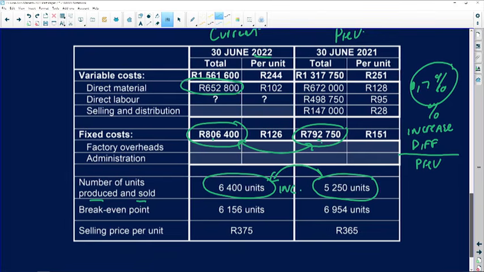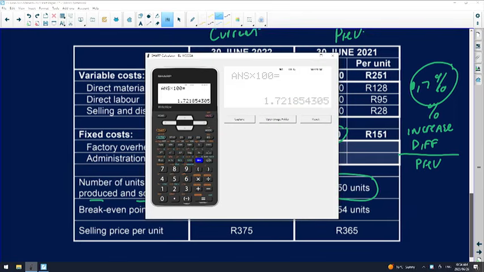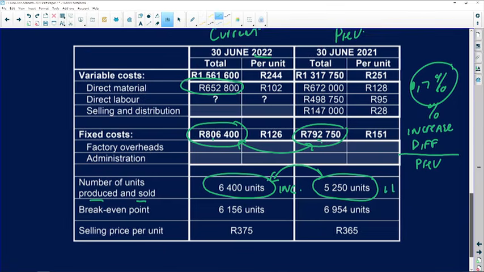And when we talk about an increase in production, if we take the number of units it has increased by, so remember it was 5,250, it's now 6,400. So again, let's look at the difference, minus 5,250. So you've got an additional 1,150 units being produced. 1,150.